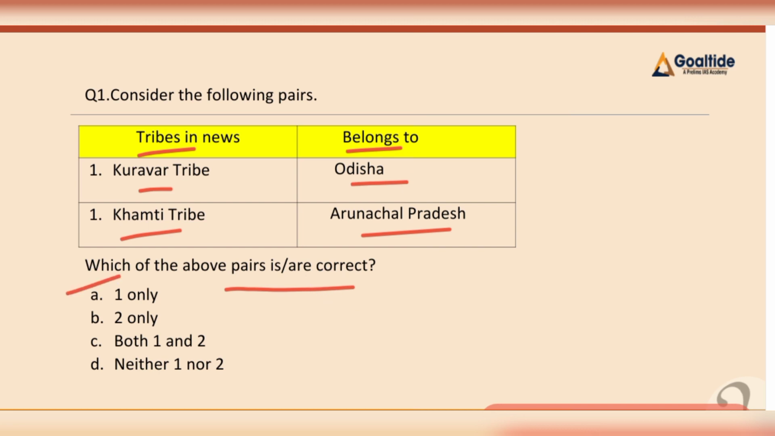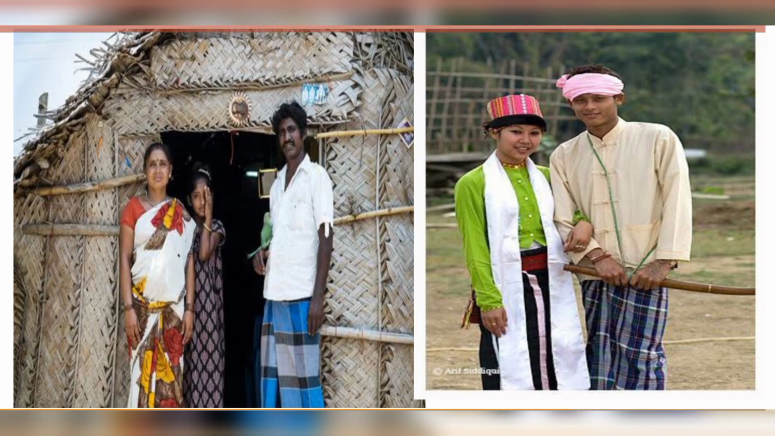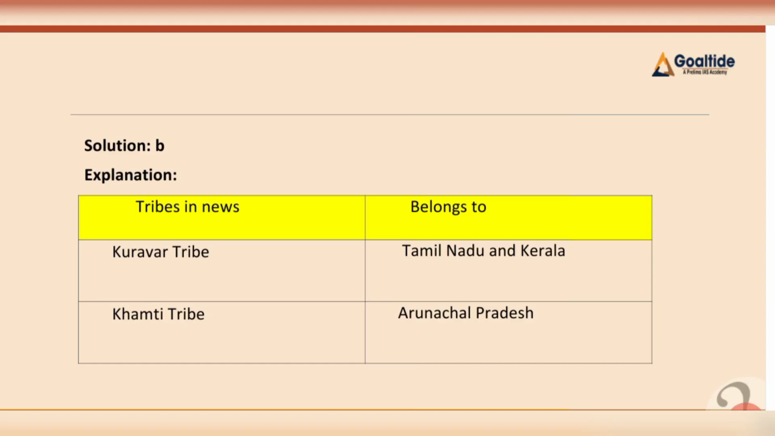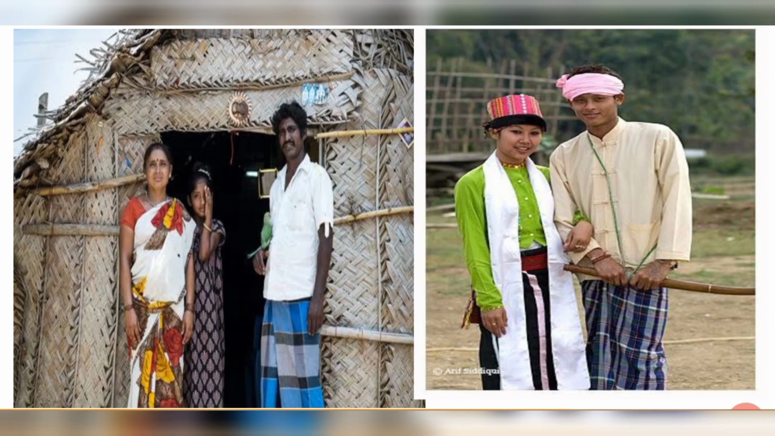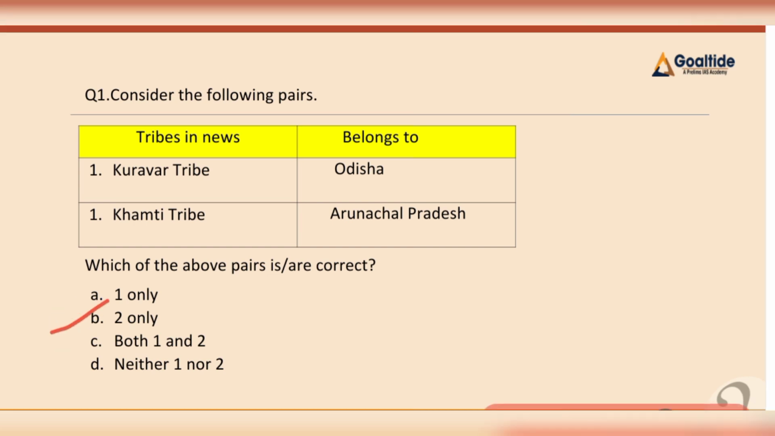A, one only; B, two only; C, both A and B; and D, neither one nor two. So now let me have a look into our explanation. So here as we can see in the picture that Kuravar tribe belong to Tamil Nadu and Kerala, whereas Khamit tribe belong to Arunachal Pradesh. Hence we can say our first pair, that is incorrect one. So our final answer will be B, that is two only, right?